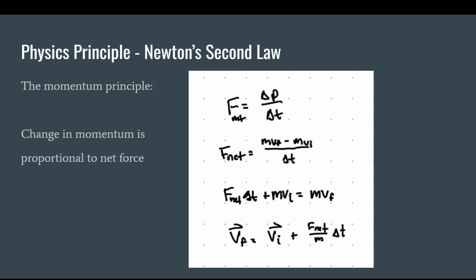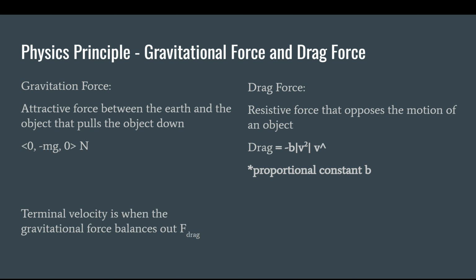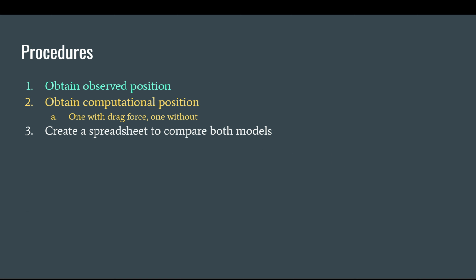First one is Newton's second law. This was explored in lab 1. The momentum principle for velocity update. And then you have the gravitational force and drag force in this lab, where the gravitational force is the attractive force between the Earth and the object, which we just say is negative mg in the y hat direction. And the drag force is this equation, negative b times the magnitude of v squared times v hat, where b is a proportional constant. And terminal velocity is just defined as when the gravitational force balances out the drag force.